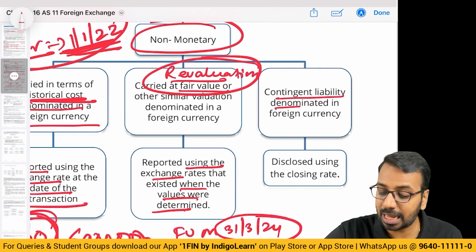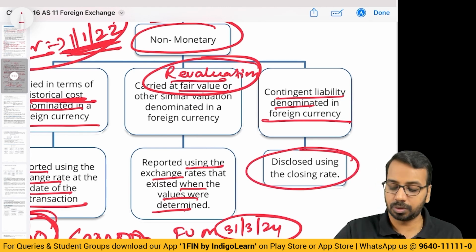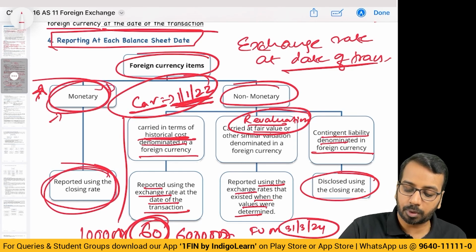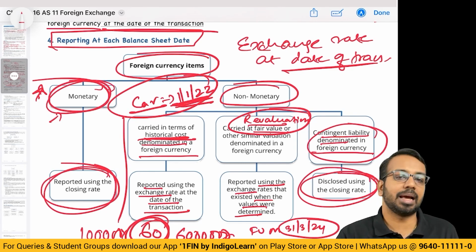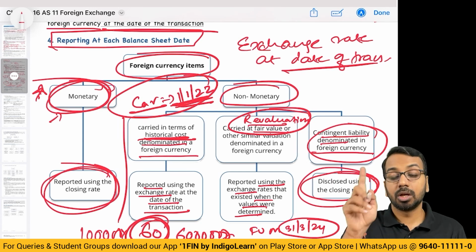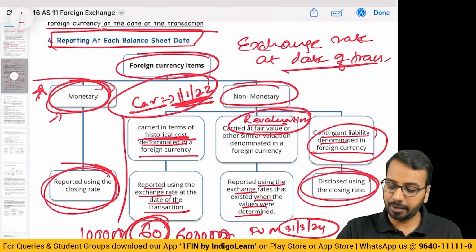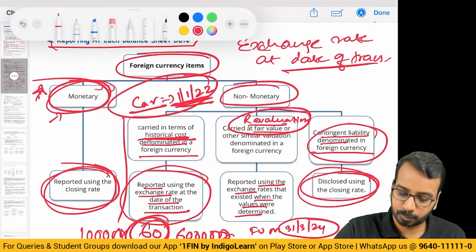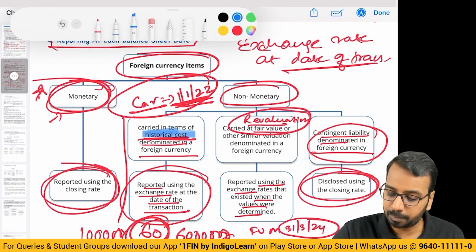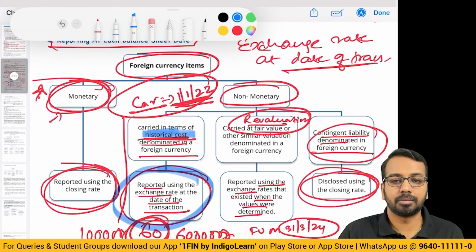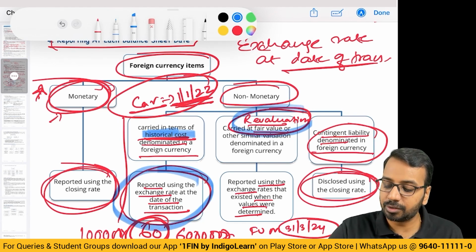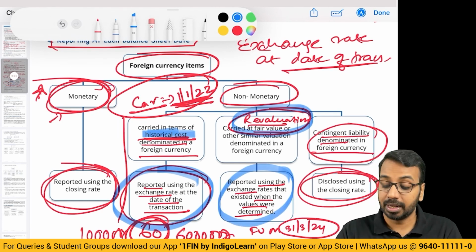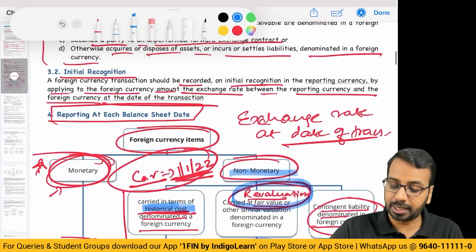And if there is any contingent liability denominated in foreign currency, I will use the closing rate. So to summarize, there are three categories only: closing rate for all monetary items, closing rate for contingent liability. Then, if I am using the cost model, I will use the transaction date value. If I am using the revaluation model, then I will use the rate on which the fair value was determined.